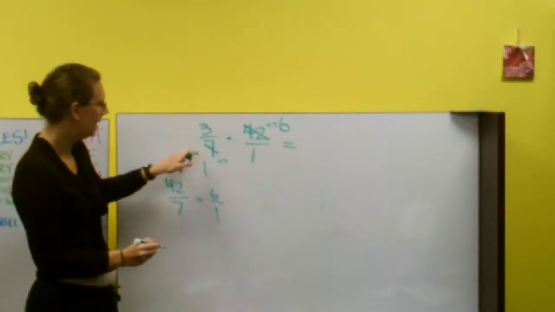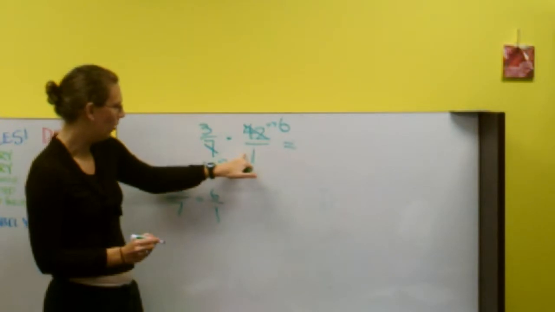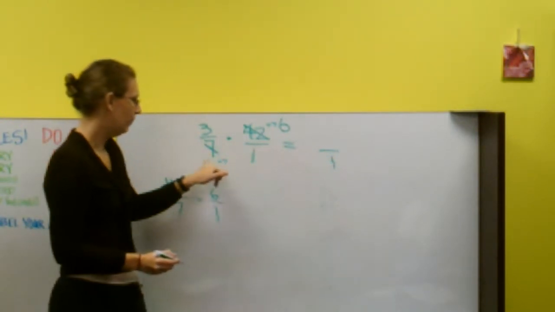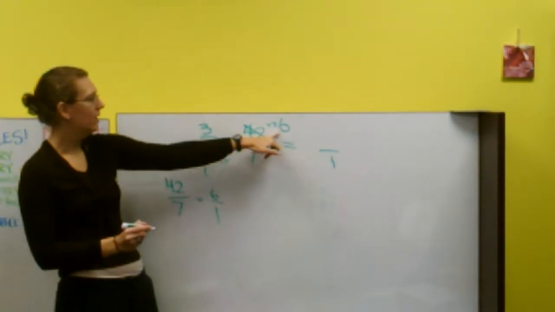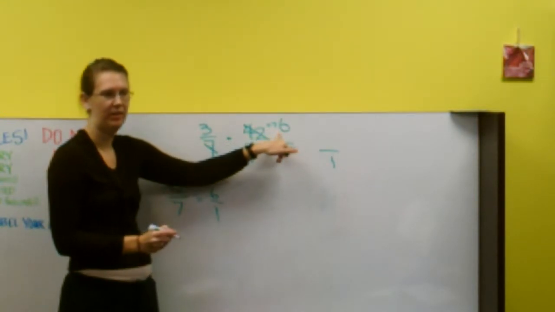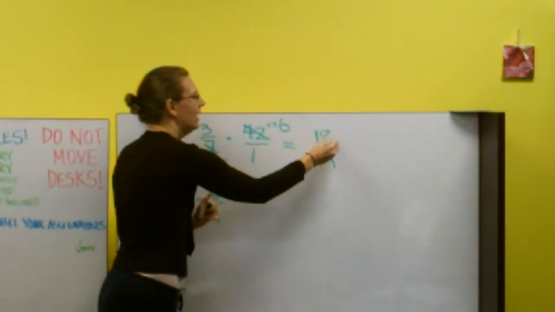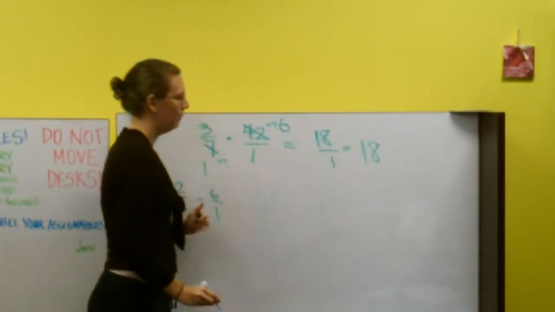6 over 1. And then you can multiply. You've got 1s on the bottom, so we keep those 1s, we multiply. We have 3 times 6, which is 18, okay? So 18 over 1, or just plain 18.